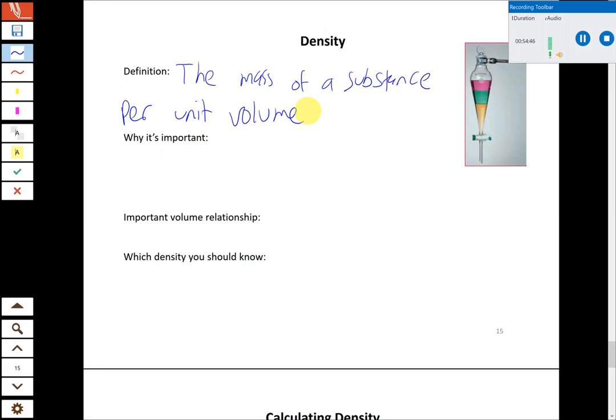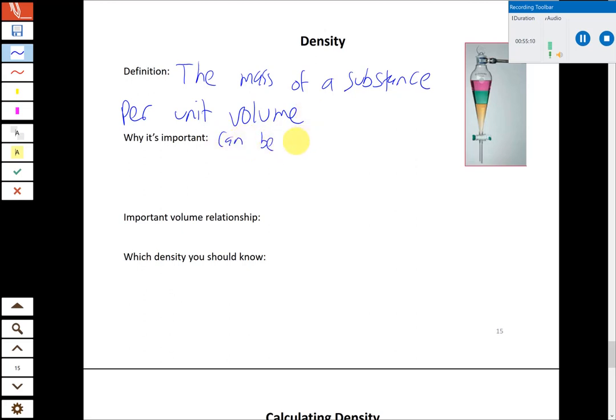And why is it important? So one reason it's important is that it's what we call an intrinsic property. It's a property that doesn't depend on how much substance you have. So if you have 1 drop of water or if you have a lake of water, the density of that water will be the same because it's a ratio of mass to volume. So it's what we call an intrinsic property. It doesn't depend on how much substance you have. And then each substance has a characteristic density.